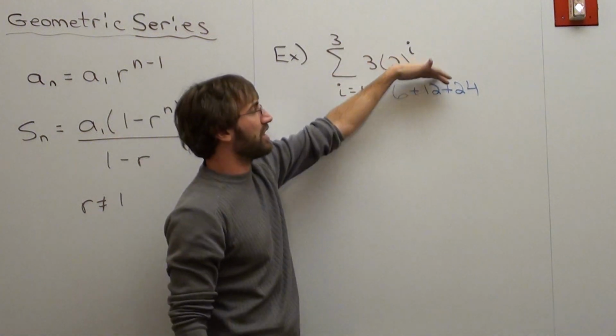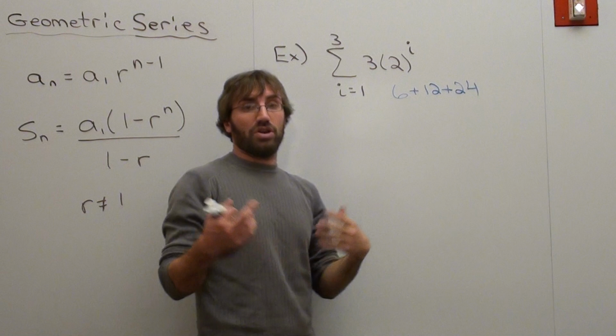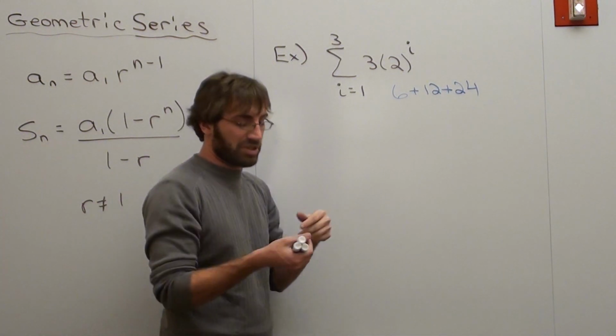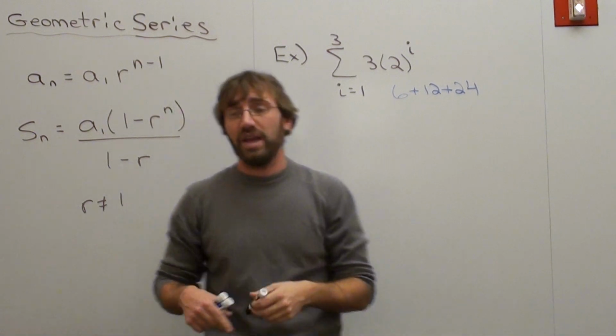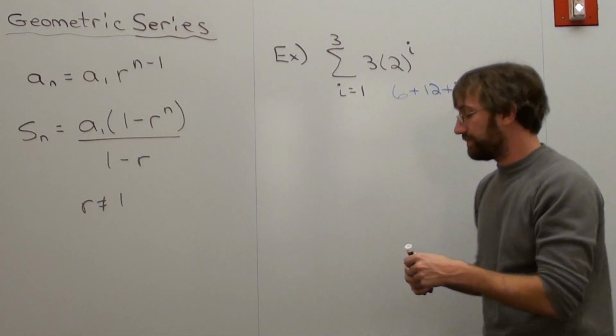So let's just pretend all you can actually see is the blue: 6 plus 12 plus 24. And it says, write in sigma notation of a geometric series. That's not too bad. Now you can always reference this just to make sure it's right, but here's how I would start it.